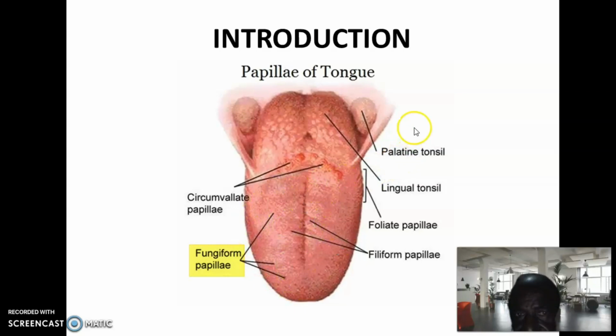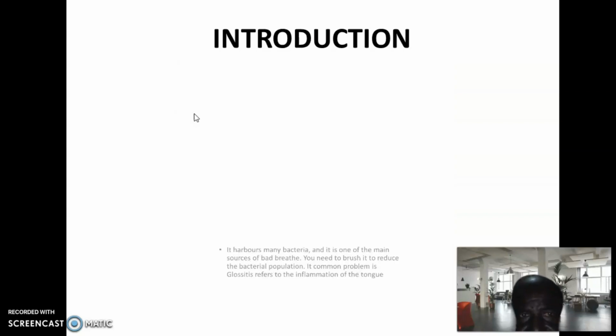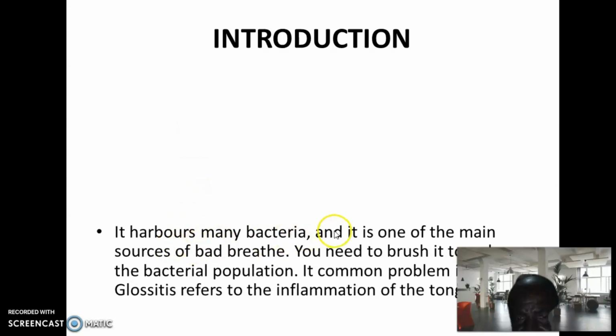It never appears smooth. You have the tonsil at the extreme end on the side. It harbors many bacteria, and it is one of the main sources of bad breath. You need to brush it to reduce the bacterial population. Its common problem is glossitis, referred to the inflammation of the tongue.